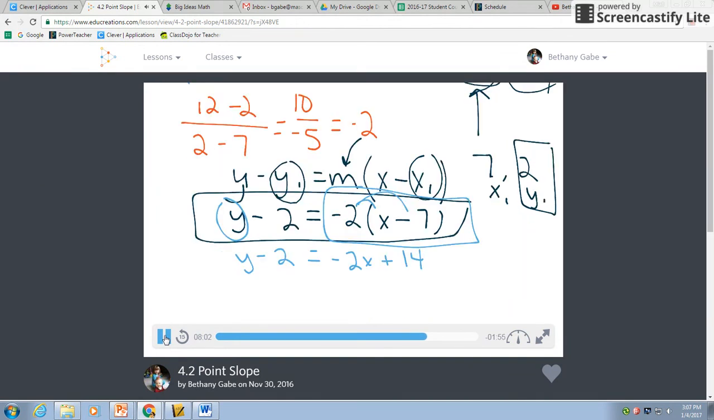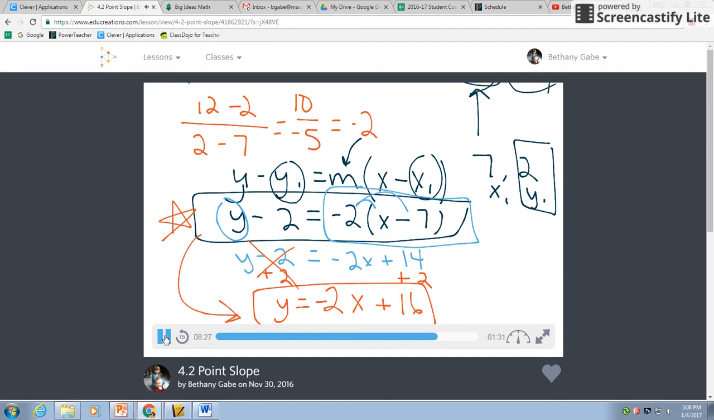So I'm getting closer to solving for y. My y is almost alone. All I have to do is add 2 and add 2. So now that's gone, and what you are left with, magically, is slope-intercept form. y equals mx plus b. So you went from point slope form because they gave you some points, and we ended in slope intercept form.